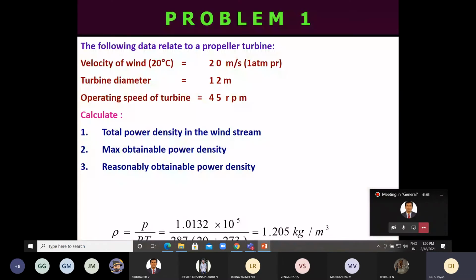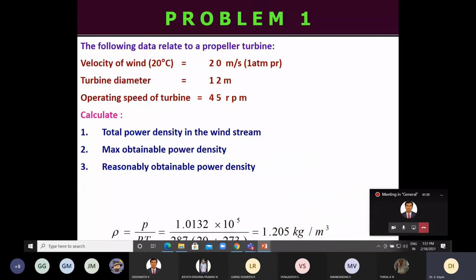And this one is a small problem. The data given for a propeller turbine: the velocity of the wind is 20 meter per second at one atmospheric pressure, the turbine diameter is 12 meter, and the operating speed of the turbine is 45 rpm. Now we have to calculate the total power density in the wind stream, the maximum power density, and the third one is the reasonable power density.